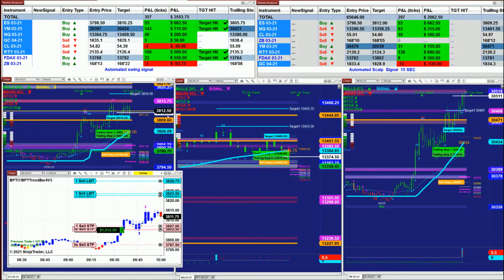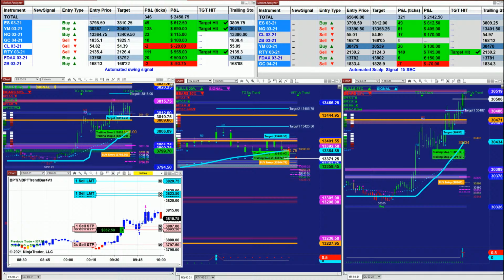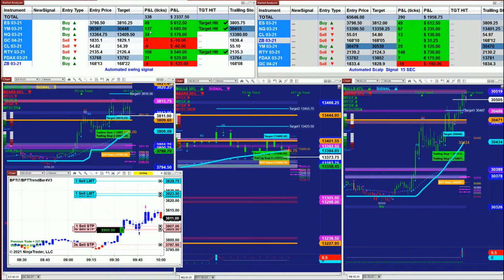For the ones that just joined us, on the left upper corner, on the market analyzer, on the first column here, you will get the signal. And we already hit the target on the ES. It gives you the entry 3798.50, target 3810, 50 ticks based on one contract, and it was done. On the YM, 139, 140 ticks based on the entry and the target, and it's done. On the NASDAQ, 54 ticks based on one contract.